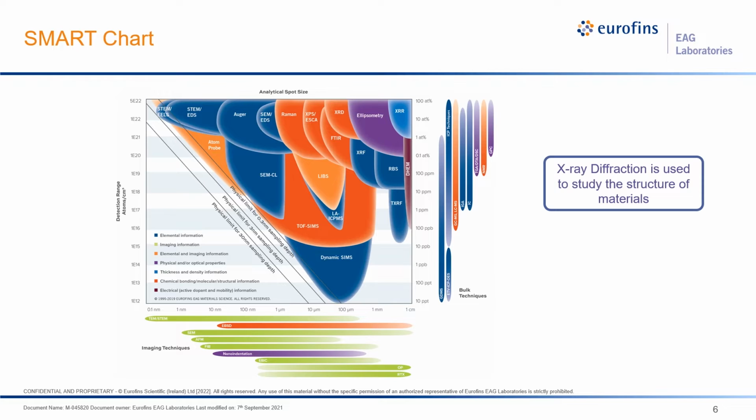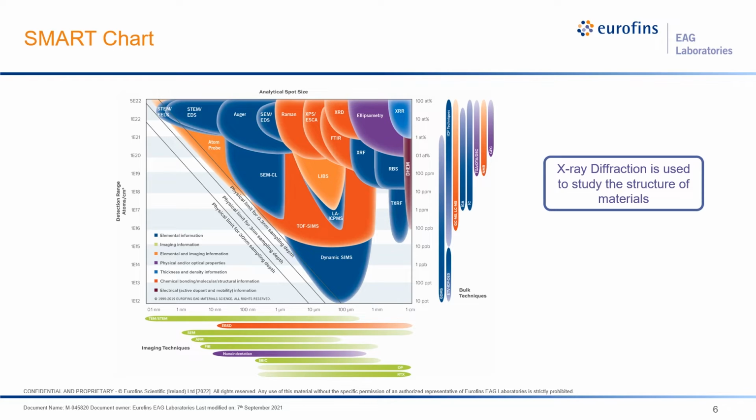The last feature is color. The bubbles are color-coded to indicate the type of information each technique provides. Looking inside the box of surface analysis techniques, the blue bubbles show techniques that provide elemental information. The orange bubbles, such as XRD, provide molecular bonding and oxidation state, or structural information.